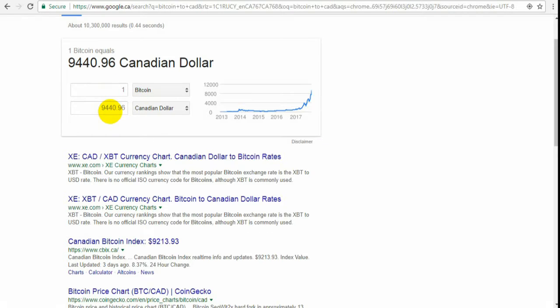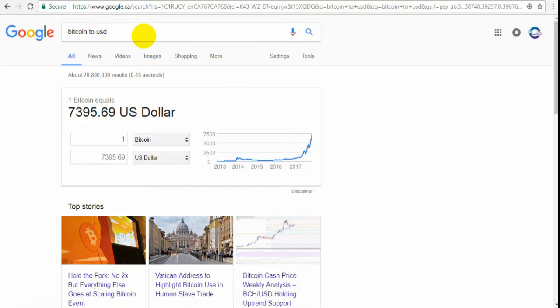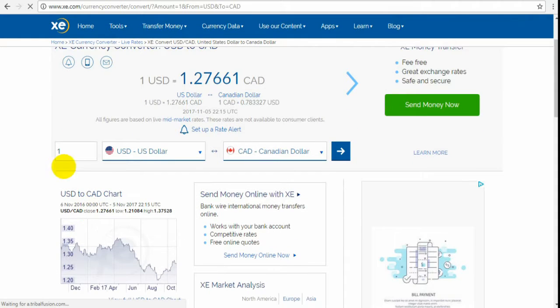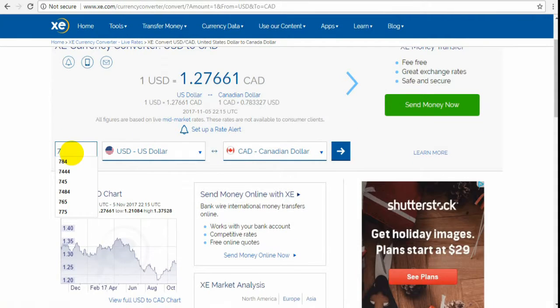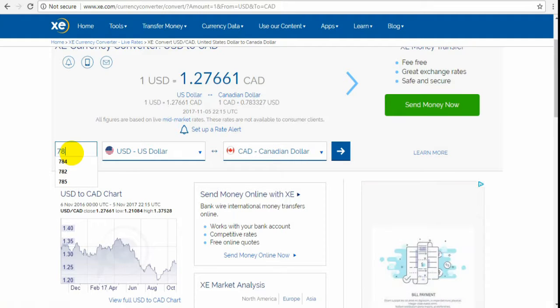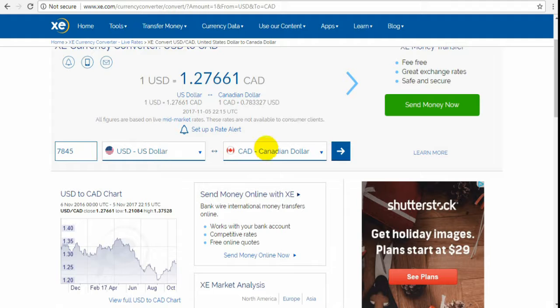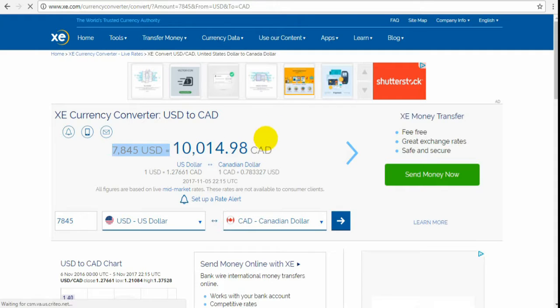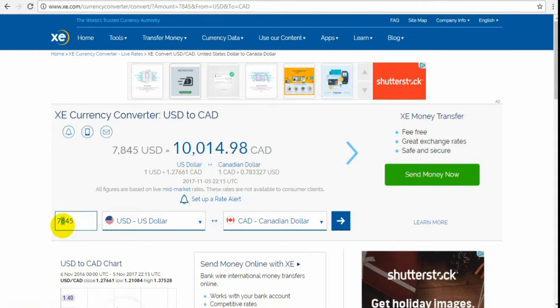And I did the math yesterday. To get Bitcoin to pass 10,000 Canadian, we would have to go to $7,840 US, which would mean that it's worth over 10,000 Canadian. And if we go like this, what I said, $7,845, we're going to be above 10,000 Canadian. And we've hit 7,600.